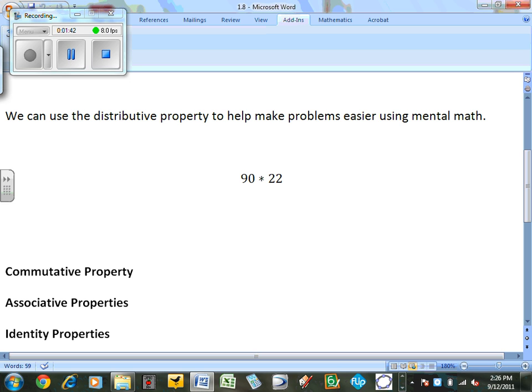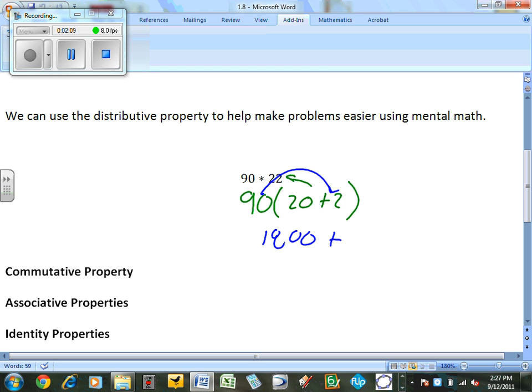90 times 22, well, it could be the same thing as 90 times 20 plus 2. Would you agree that 20 plus 2 is 22? Well, we can do that in our head now. 90 times 20 is way easier than 90 times 22. 90 times 20, 9 times 2 is 18, and you add 2 zeros, 1800. Plus, remember, the thing on the outside needs to be multiplied by everything on the inside. 90 times 2, we know what that is, 180. So then all we do is we go ahead and we add that. So it's 1980. That's it. Makes it a lot faster.